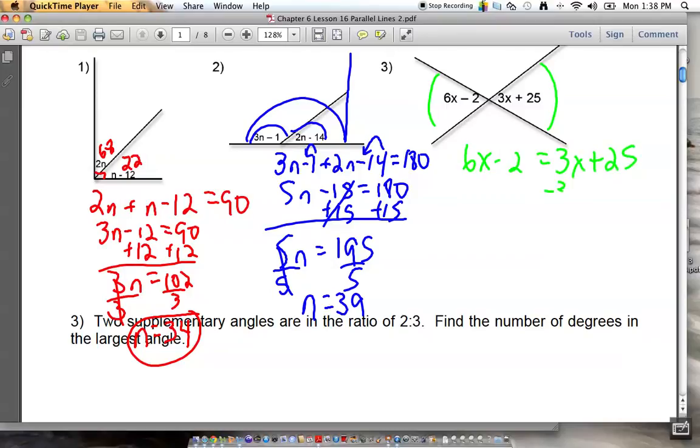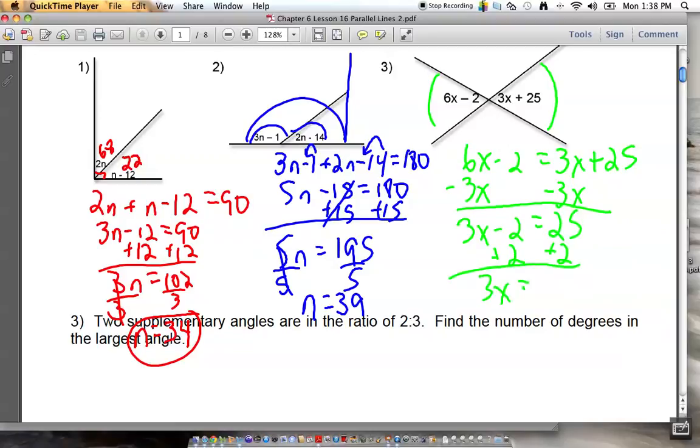Opposite side now. So opposite operation. Minus 3x. I get 3x minus 2 equals 25. Add 2. 3x equals 27. Divide by 3. X is 9.